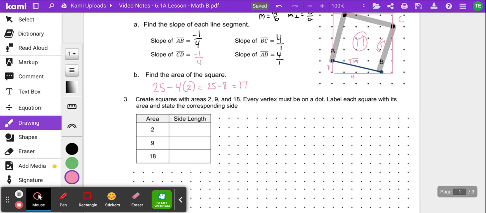Okay, so when we're looking here, area of 2, well, I can't draw. I have to think, what times itself multiplies to 2? Well, that's not an integer because it's not a perfect square. So if I want an area of 2, I have to kind of create it on a tilt.